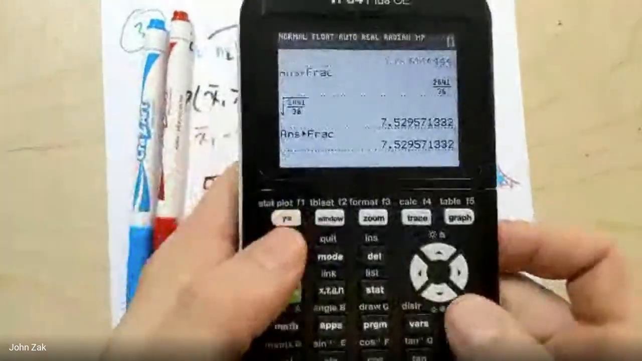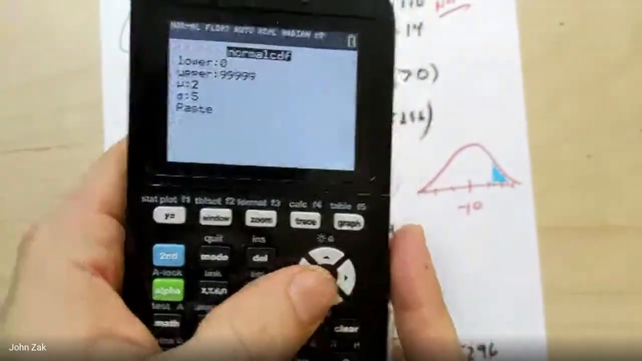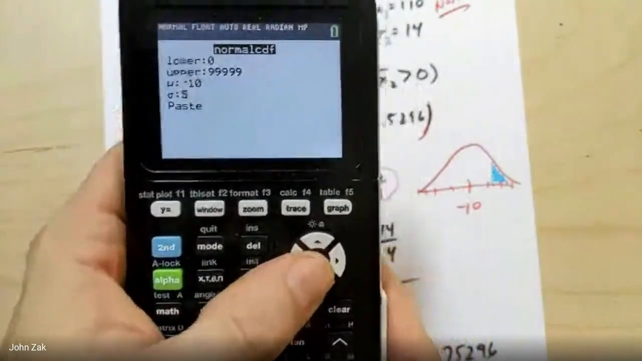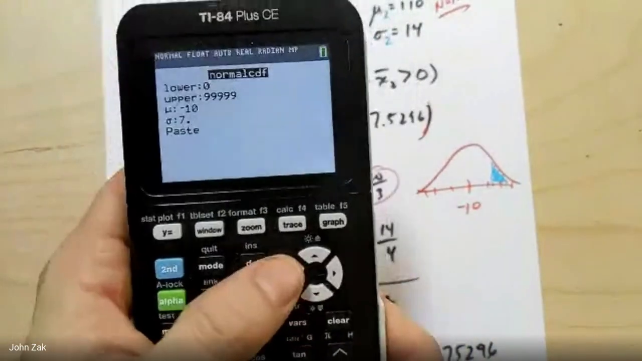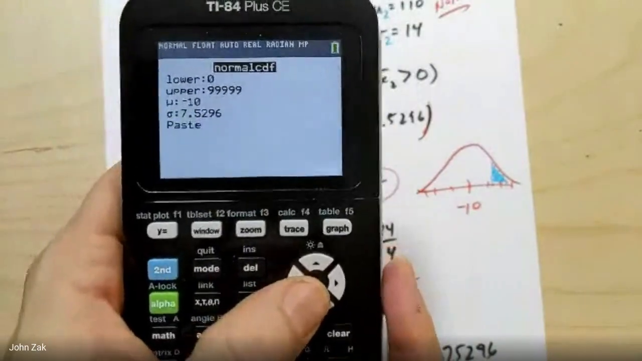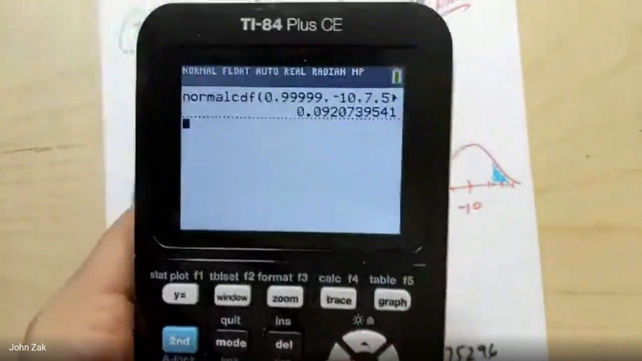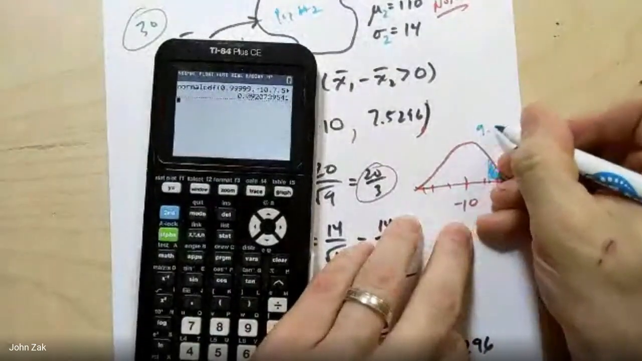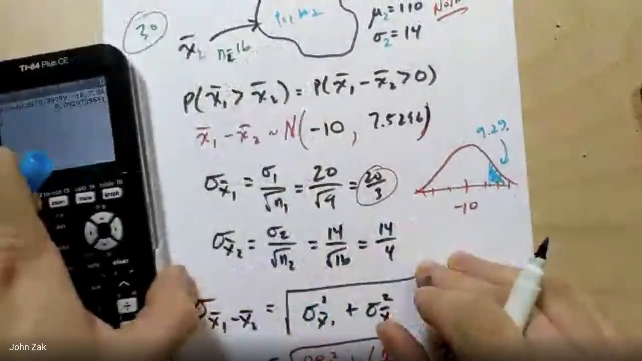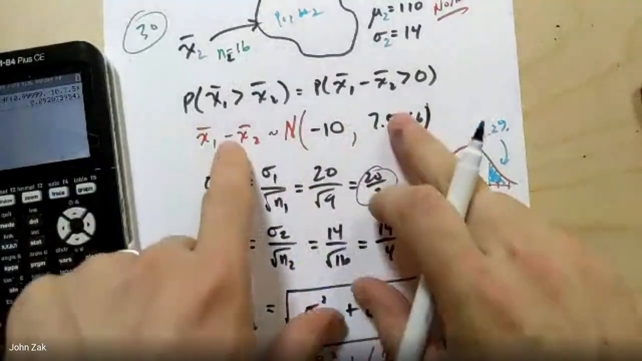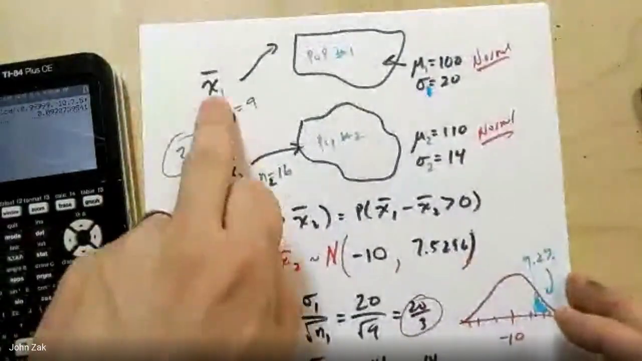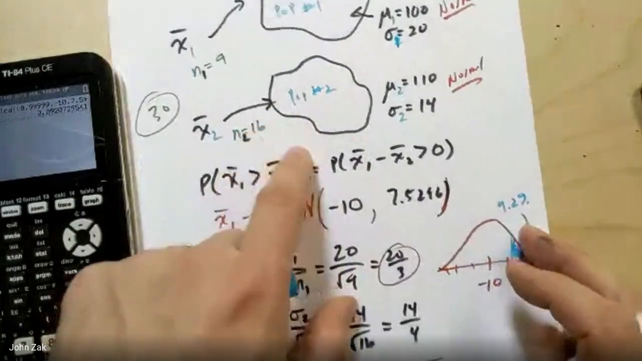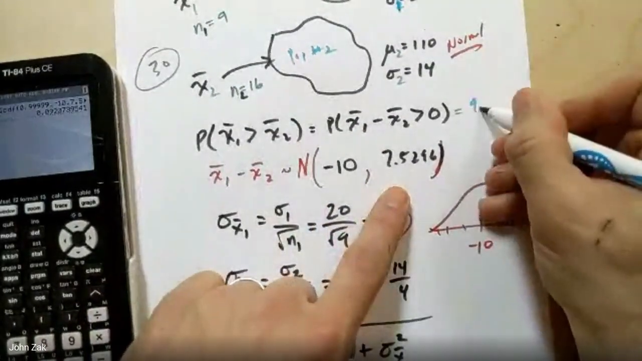I could go on my calculator here. I could hit second vars normal CDF and enter 0 to infinity, a mean of -10, a standard deviation of 7.5296 or so. Hit paste, and enter, and I got about 9.2%. So this guy right here is about 9.2%. And so the probability of me just by chance getting a sample mean from this first population of size 9, right, that's bigger than the sample mean I get from this population of size 16, the probability of that happening by chance is 9.2%, right?